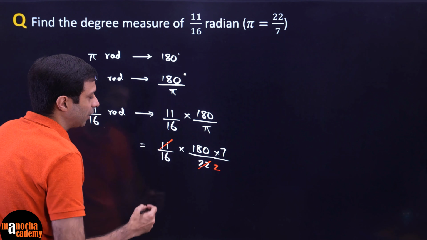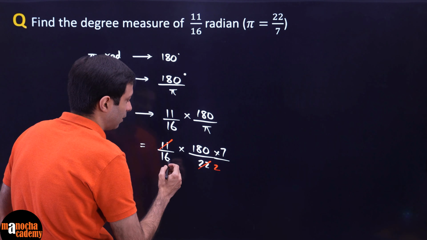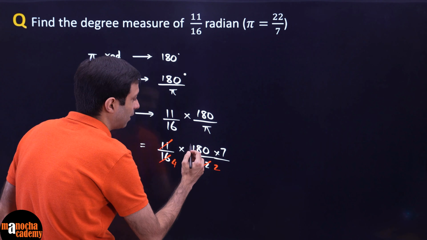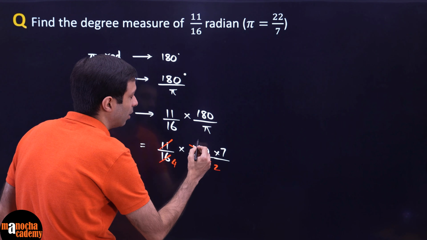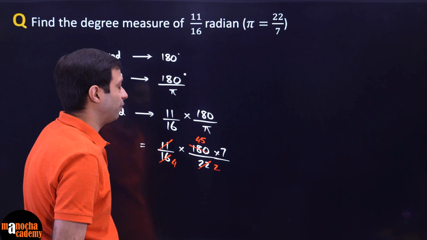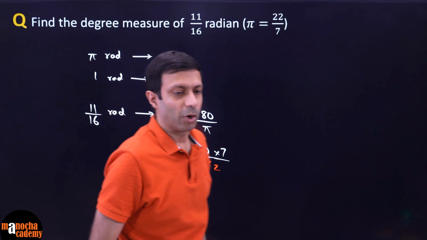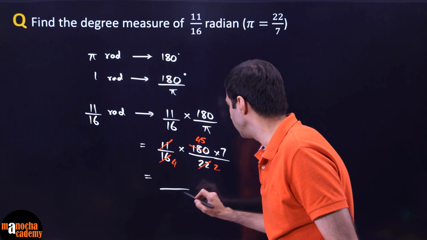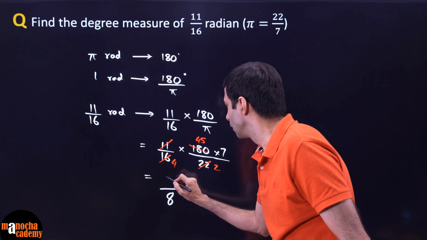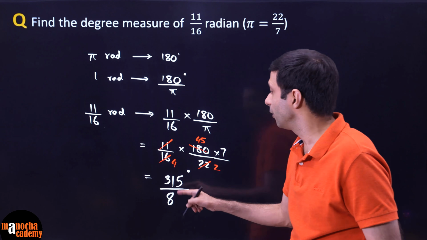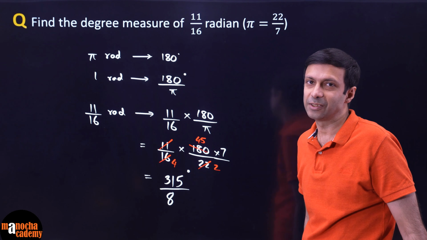And then let's see if we can do some more cancellation. If we divide with 4, 4 16s are 64, and this is divisible by 4. 4 4s are 16, and we are left with a 45 here, right? So finally, what are we getting? 45 times 7 divided by 8, which is 315 degrees. So 315 by 8 degrees.